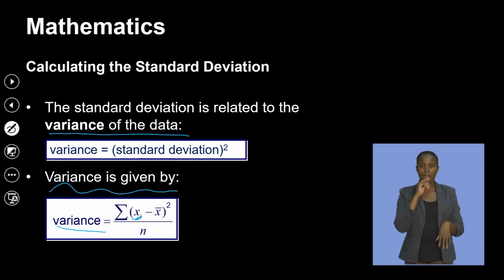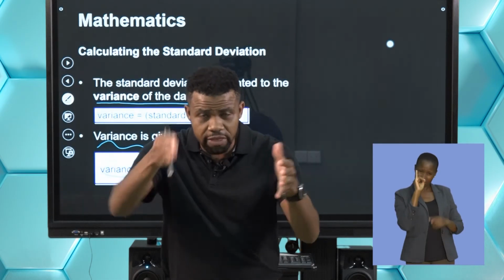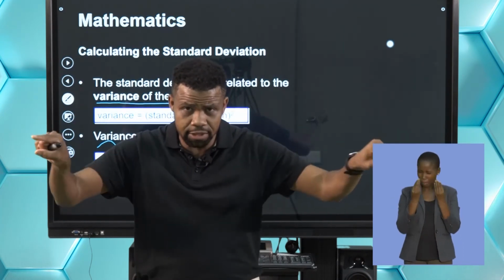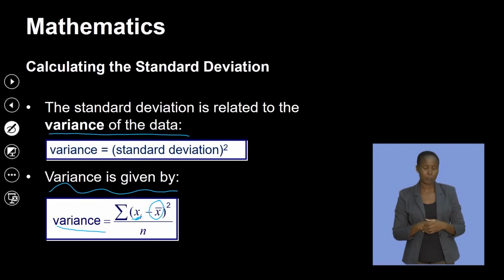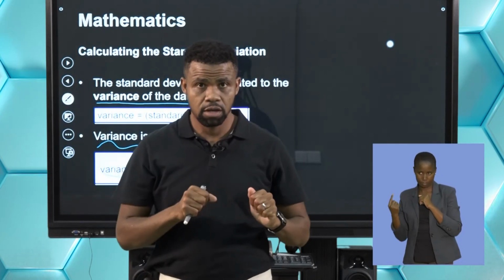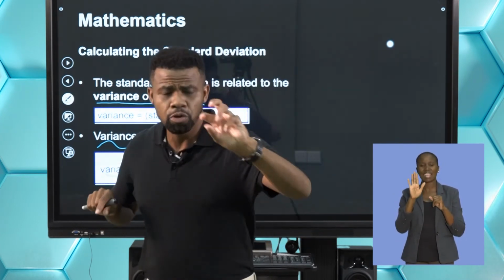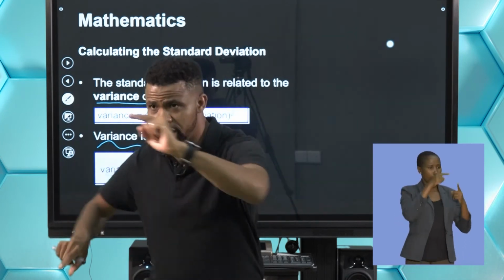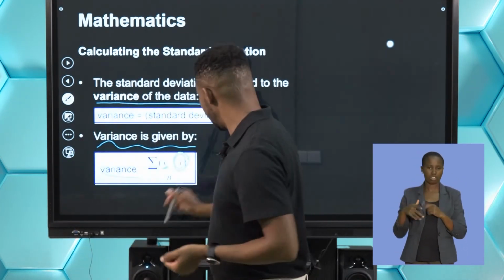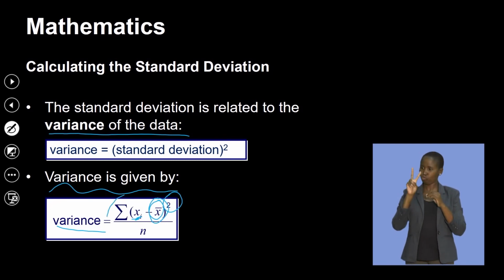X with the i implies all the raw data, all the X values. And this is the mean. If I have your marks in the class, X is each and every one in that class, and this is the average. Then I'm going to subtract the average from everyone's marks, square that, add everything, and divide by how many are in the class. That gives me the variance.